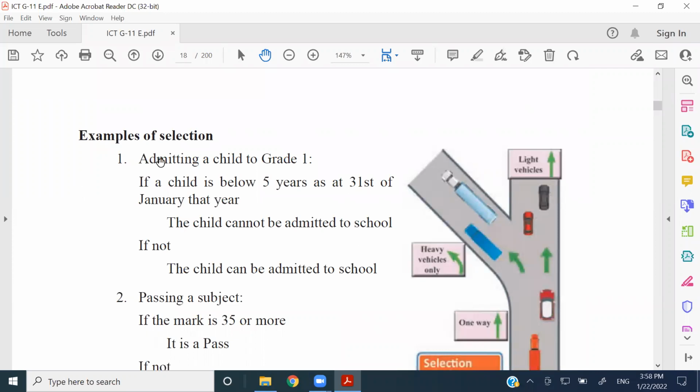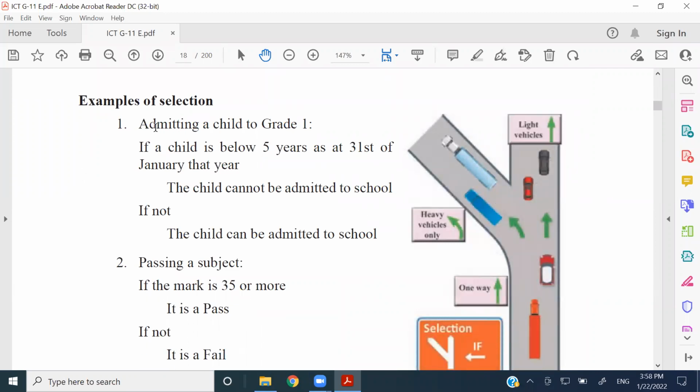Right? So as they say, admitting a child to grade 1: if the child is below 5 years on 31st of January that year, the child cannot be admitted to the school. If not, the child can be admitted to the school. So it's a certain condition, and it has only one way of flowing. If the child is less than 5 years, he or she cannot be admitted. If not, can be admitted. That's all.